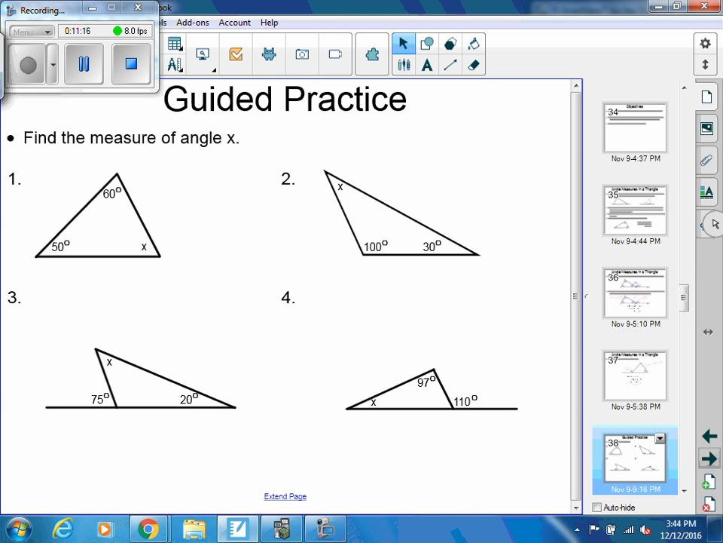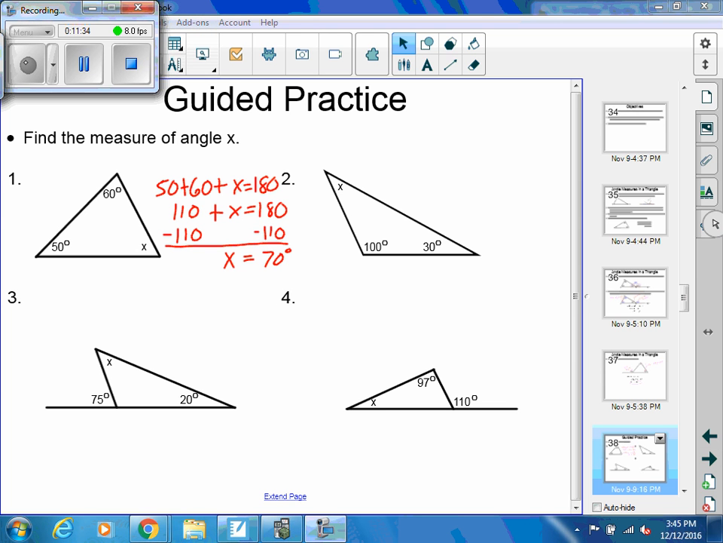Okay, so to find the measure of angle x here, in this first one, we're given 3 interior angles of the triangle. We know that they have to add up to 180. So here's what that should look like. We take 50 plus 60 plus x equals 180. 50 plus 60 is 110. So we have 110 plus x equals 180. Subtract that 110 and we get that x equals 70.